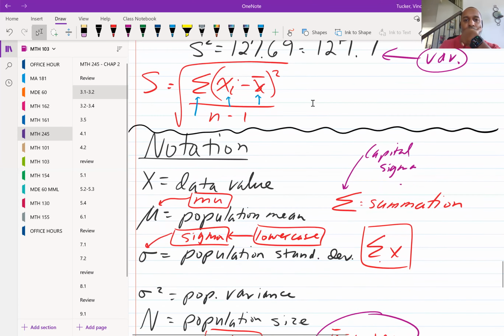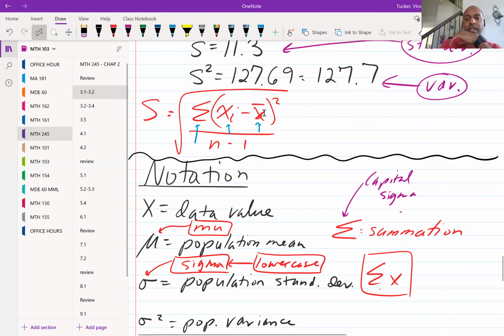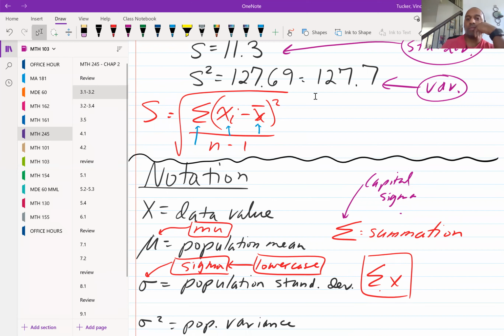You don't need that if you're talking about this right here. That was the formula. Somebody asked about it in another class. So are you talking about S equal to 11.3, S squared equal to 127.69? All right. Let's go to yeah, not a problem.